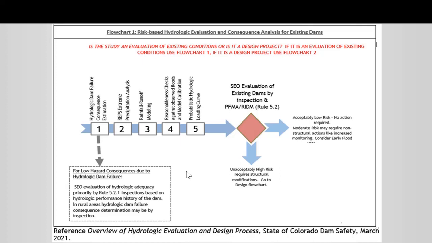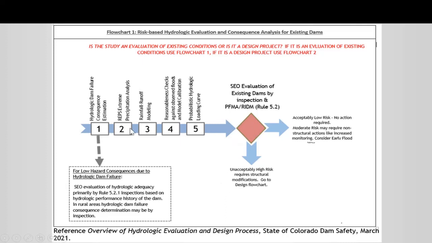And what I mean is looking at the performance history, maybe some rules of thumb, maybe stream stats or sizing, looking at the capacity of the existing spillway, but not necessarily this full-blown risk analysis process for low hazard consequences from hydrologic dam failure. And we say that if it's in a rural area or just downstream rural land use or ag land use, then that low hazard consequences determination can be made by inspection.